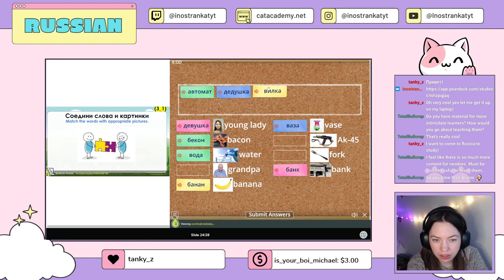And here we have only three words. Only one begins with V. Вилка. Вилка. And it is a fork.